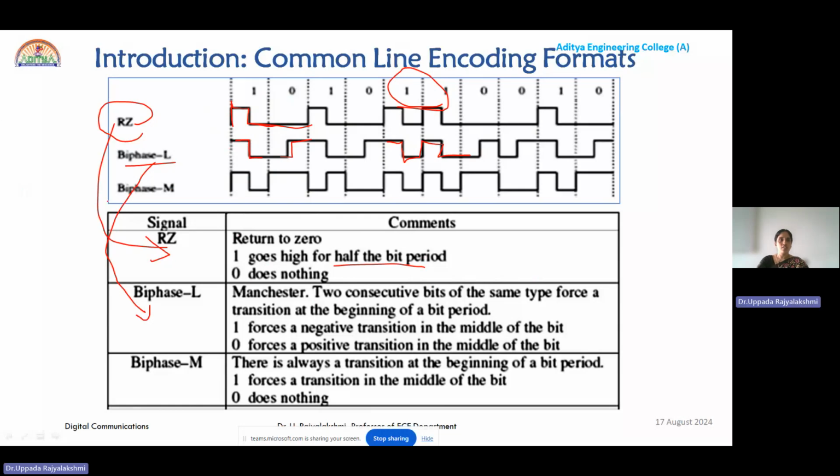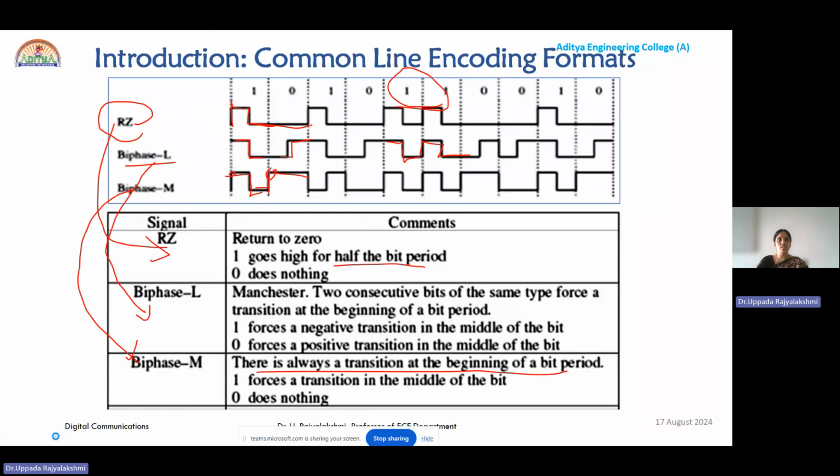The next one is biphase mark. In this, there is always a transition at the beginning of the bit period. So, irrespective of the consecutive bits or whatever it may be, at the start of each and every bit there will be a transition. For example, if it is 1, there is a transition in the middle as well. For 0, there is no transition in the middle. There will be a transition at the beginning of each and every bit.